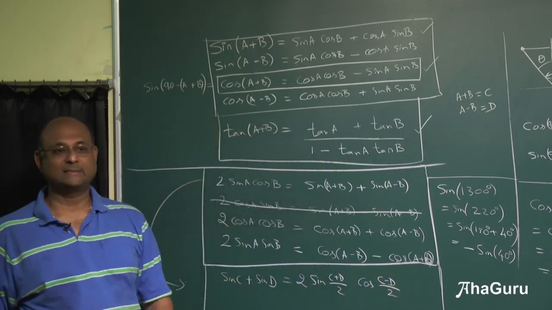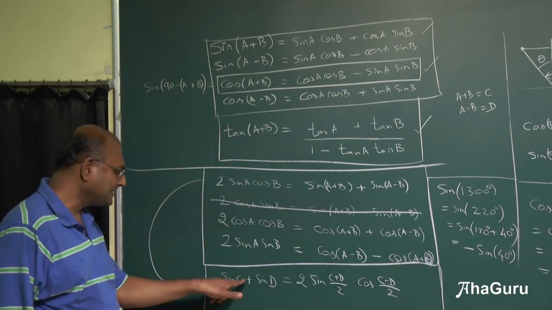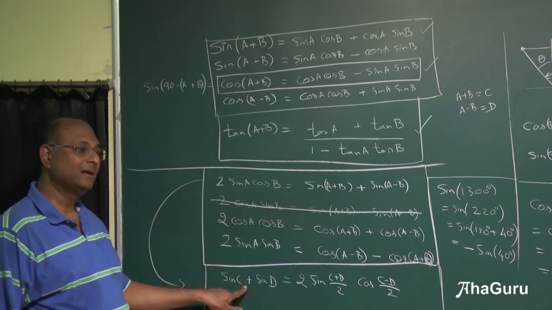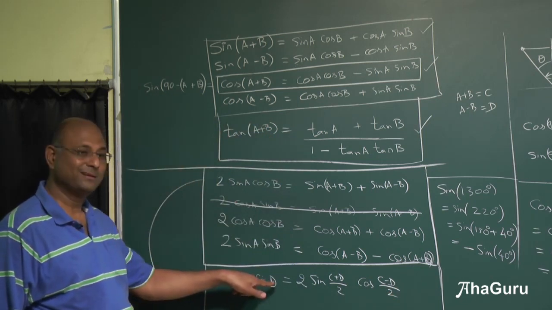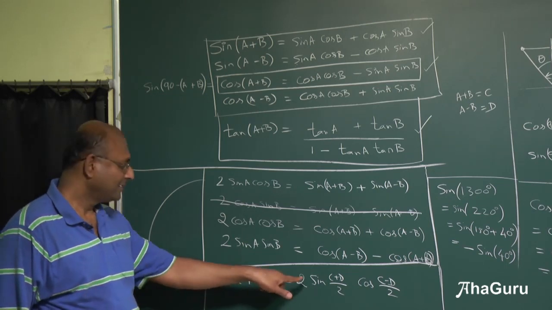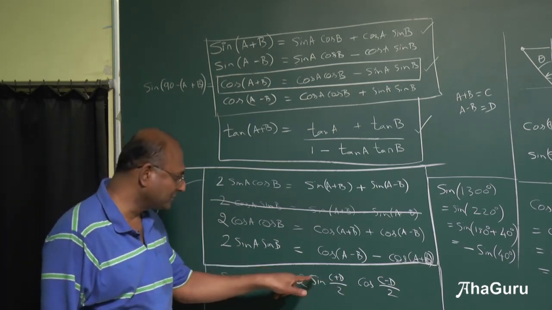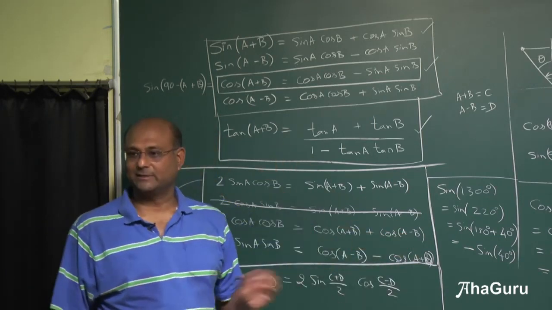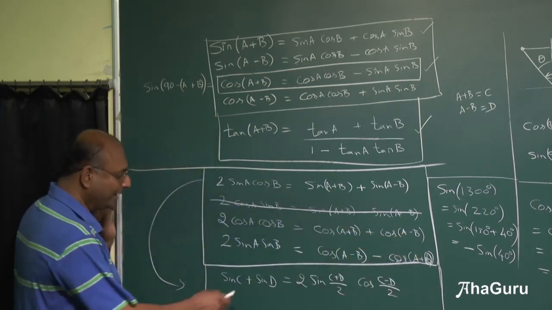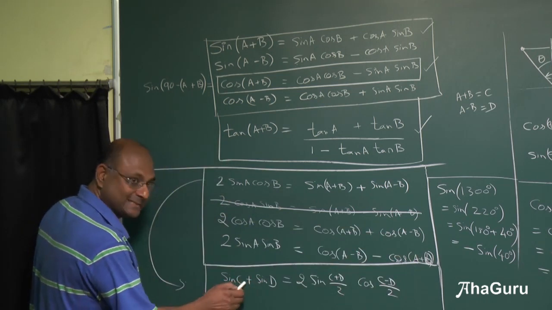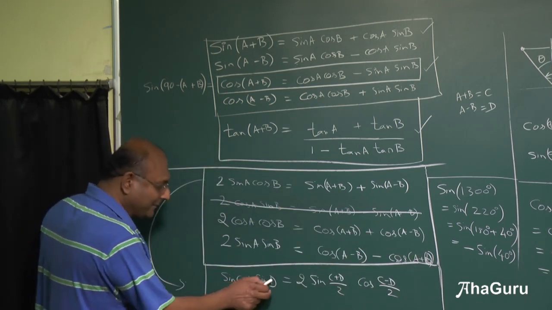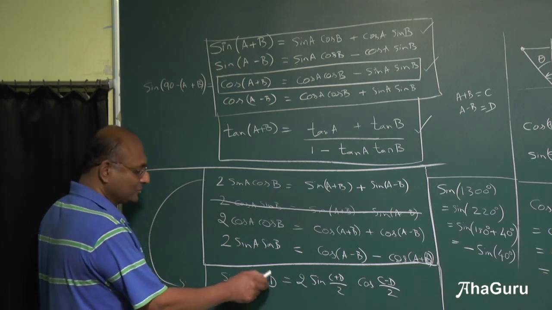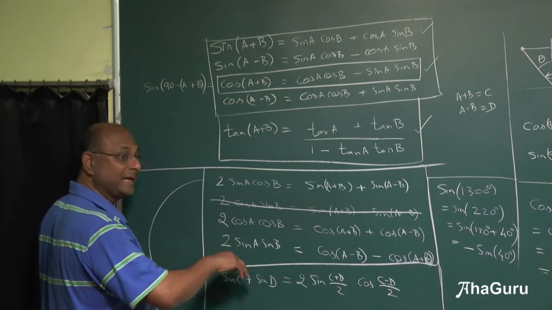Sin C plus sin D. But what about if I get a sin C minus sin D? Well, just think of it as minus D. 2 cos of C plus D by 2. So you can just say 2 sin of C minus D by 2 cos of C plus D by 2. Finished. Is that okay? Instead of getting a minus sign here, I'll pull the minus sign inside.